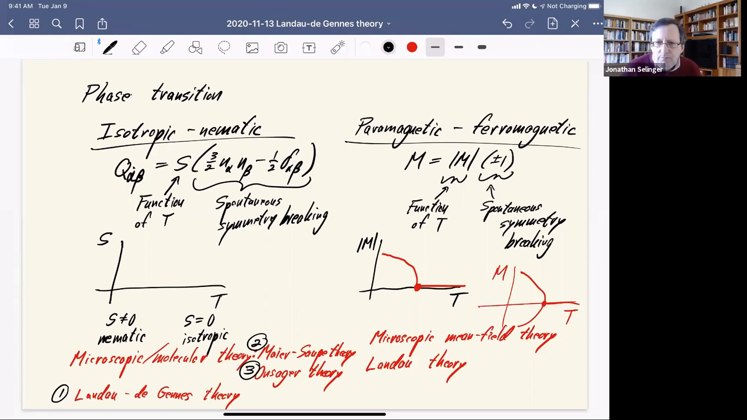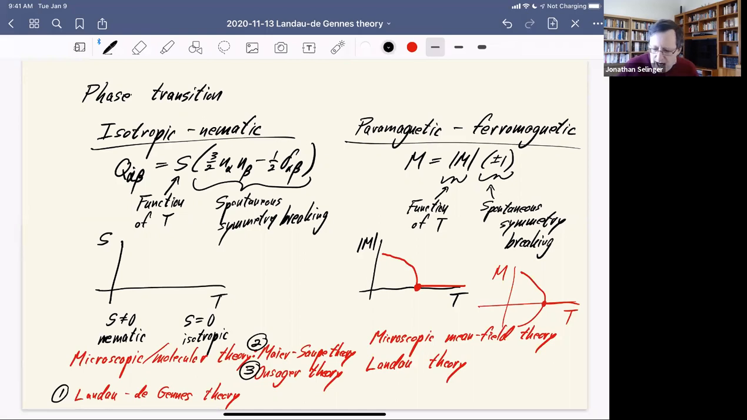Are the results from those two microscopic theories consistent with the Landau theory? Landau-de Gennes, yes. As far as the transition goes, not as far as low temperature behavior goes, and I'll get to that next week.